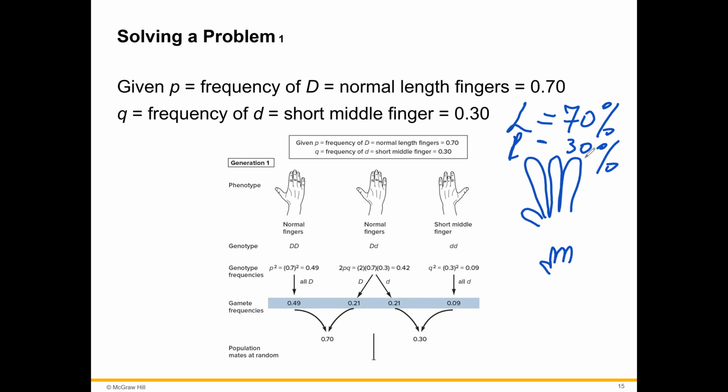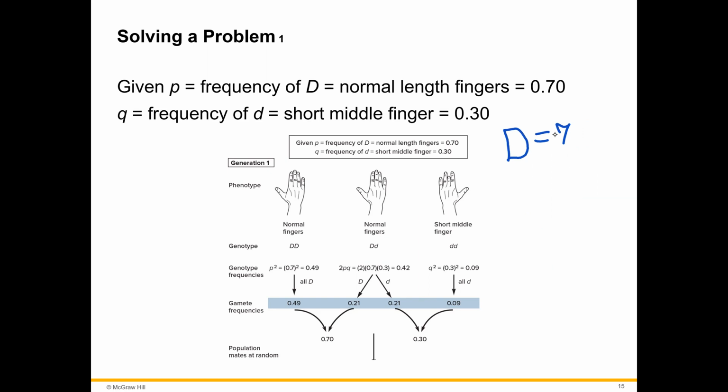Now, these are our alleles, but as an individual, you will have two alleles all the time. Let me just keep it D so it's not confusing. So D equals 70%, and little d for short finger is 30%.